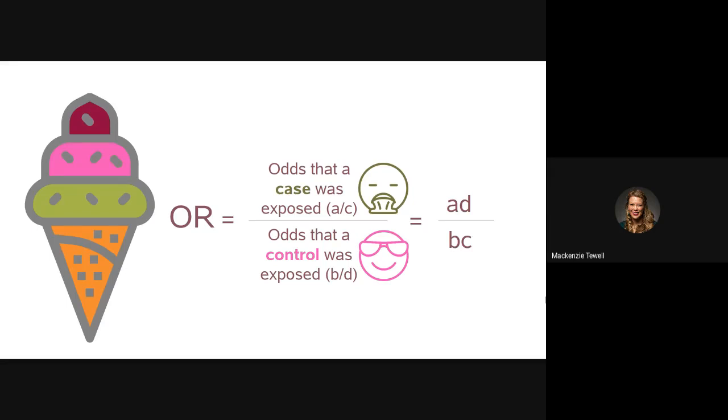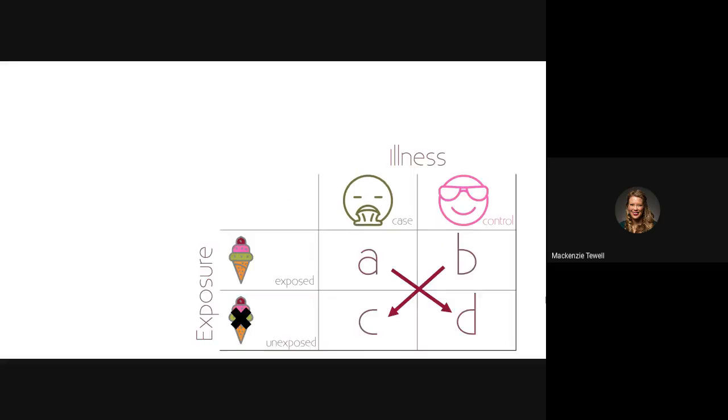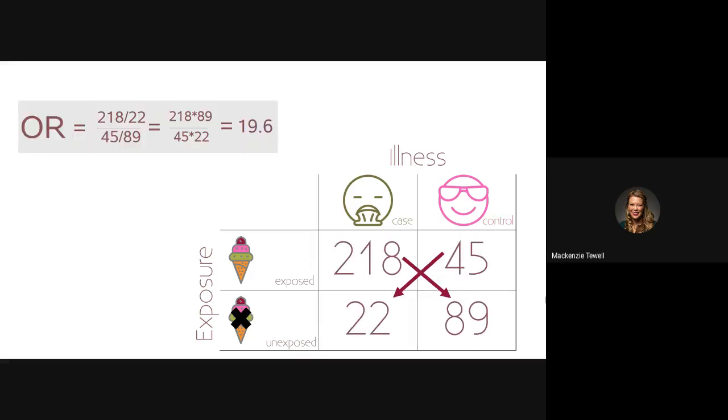The equation calculates the odds that a case was exposed, or A divided by C, divided by the odds that the control was exposed, or B divided by D. Or more simply, A times D divided by B times C. In this case, the math gives you an odds ratio of 19.6.